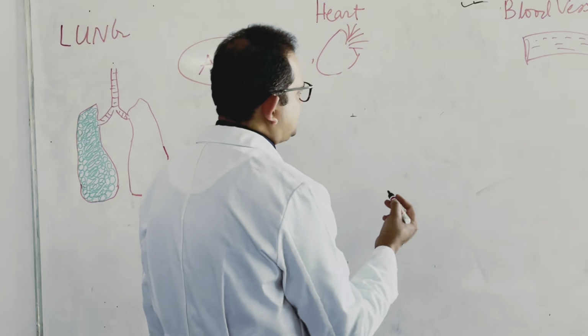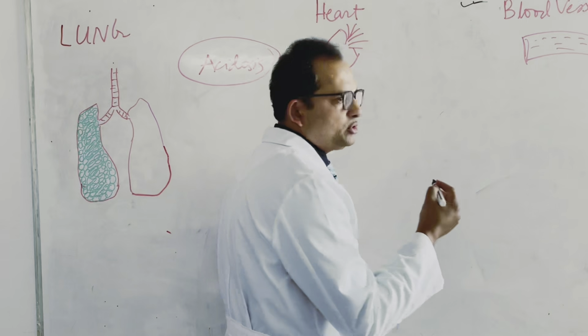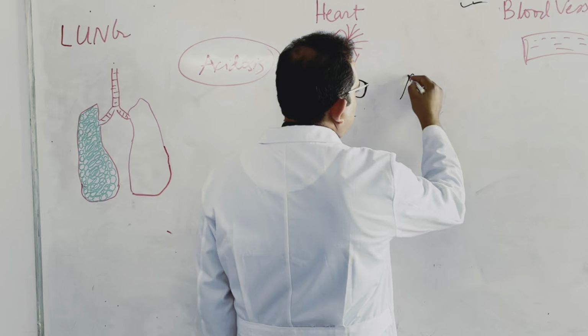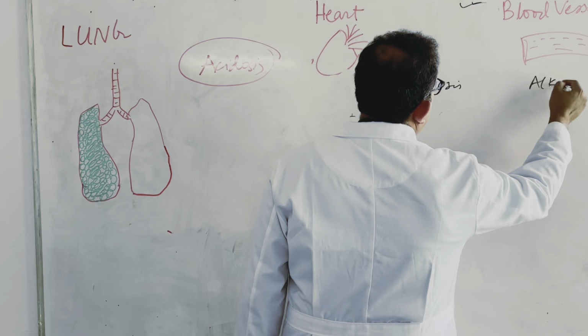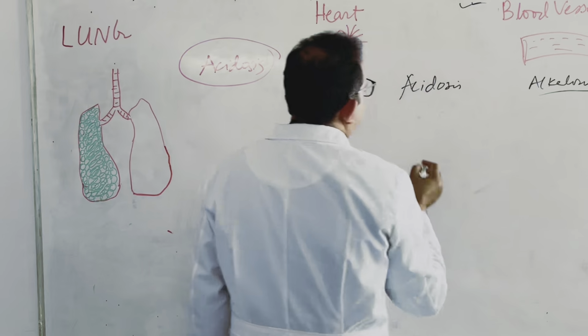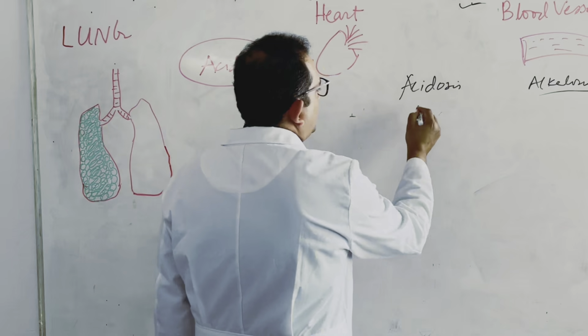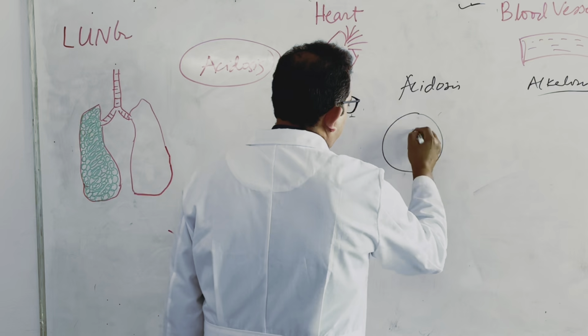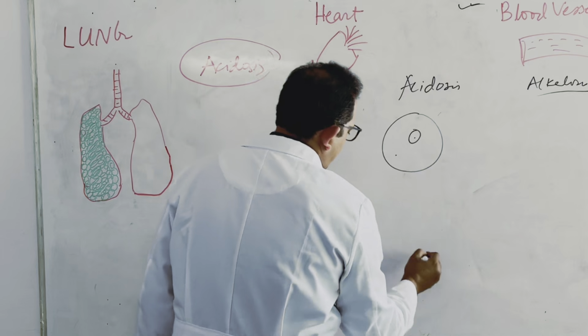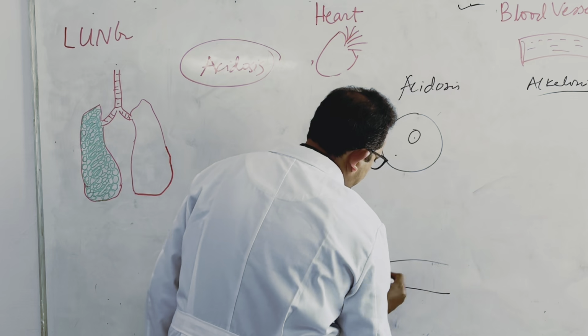Now let's discuss the complications related to the blood vessels. There are two conditions as we discussed: acidosis and alkalosis. So in acidosis, what will happen? There is an intracellular fluid inside the cell, and there is an extracellular fluid here, ICF.